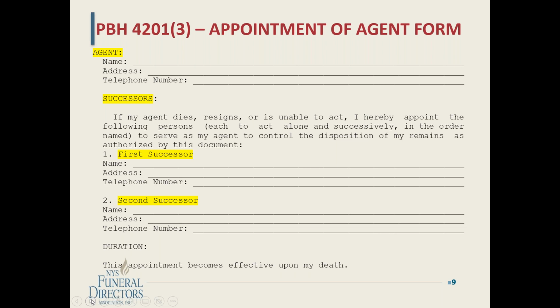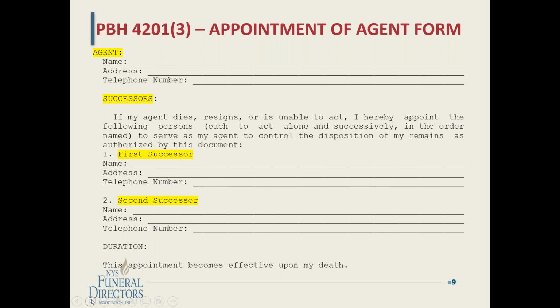I'm just going to mention also the very last part, where it says duration, and at the very bottom, this appointment becomes effective upon my death. Well, that's kind of obvious, but why do I bring it up? Because this is very different from a power of attorney. A power of attorney is somebody who operates while the person is alive. A power of attorney ends with the person's death. That's when this would kick in, which is why the power of attorney would be able to appoint somebody else in the decedent's place, but that is while they still have the authority to act as that person's power of attorney. So that is pre-need, not at need.